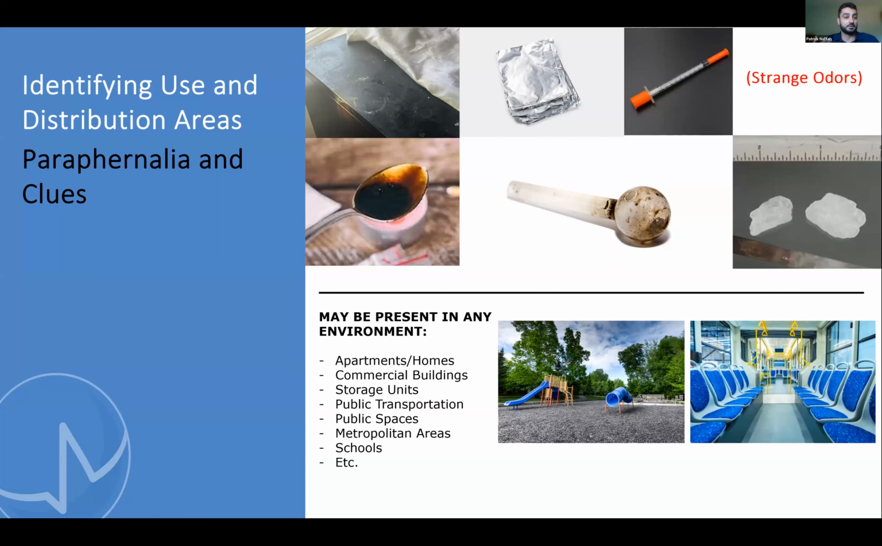You have apartments and homes, commercial buildings, storage units, public transportation, public spaces, metro areas, so a lot of city hubs, Seattle, San Francisco, Los Angeles, we're seeing a lot of meth and fent use, and it's growing exponentially. And Roosevelt will be touching on that in a minute. But in the picture, the bottom left, we put a picture there showing a playground.